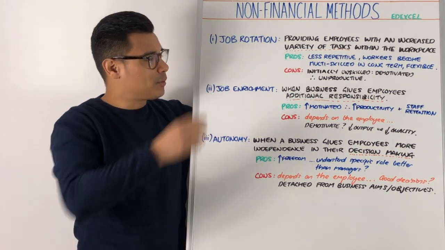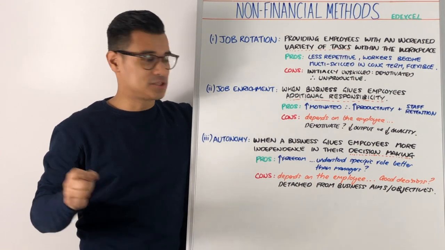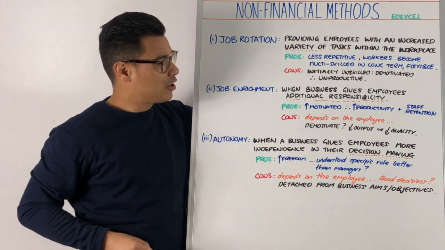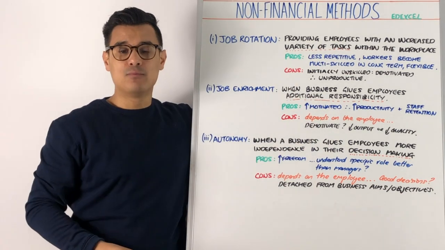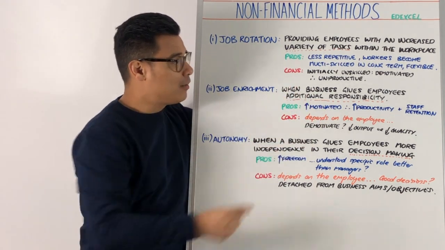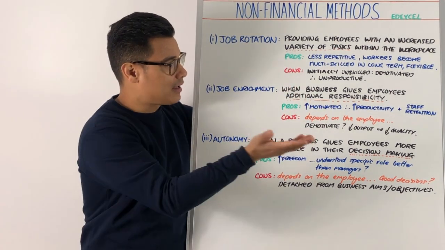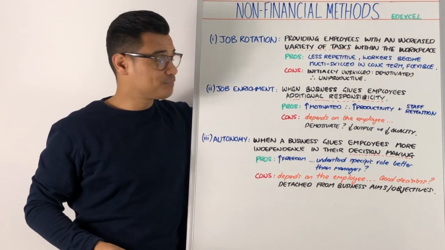The second is job enrichment. Job enrichment is when the business gives employees additional responsibility. So the pros of that is that if workers are given additional responsibility, it might make them more motivated. They're excited they've got more responsibility. It might make them more productive as a consequence of that. And it also might reduce absenteeism and increase staff retention.